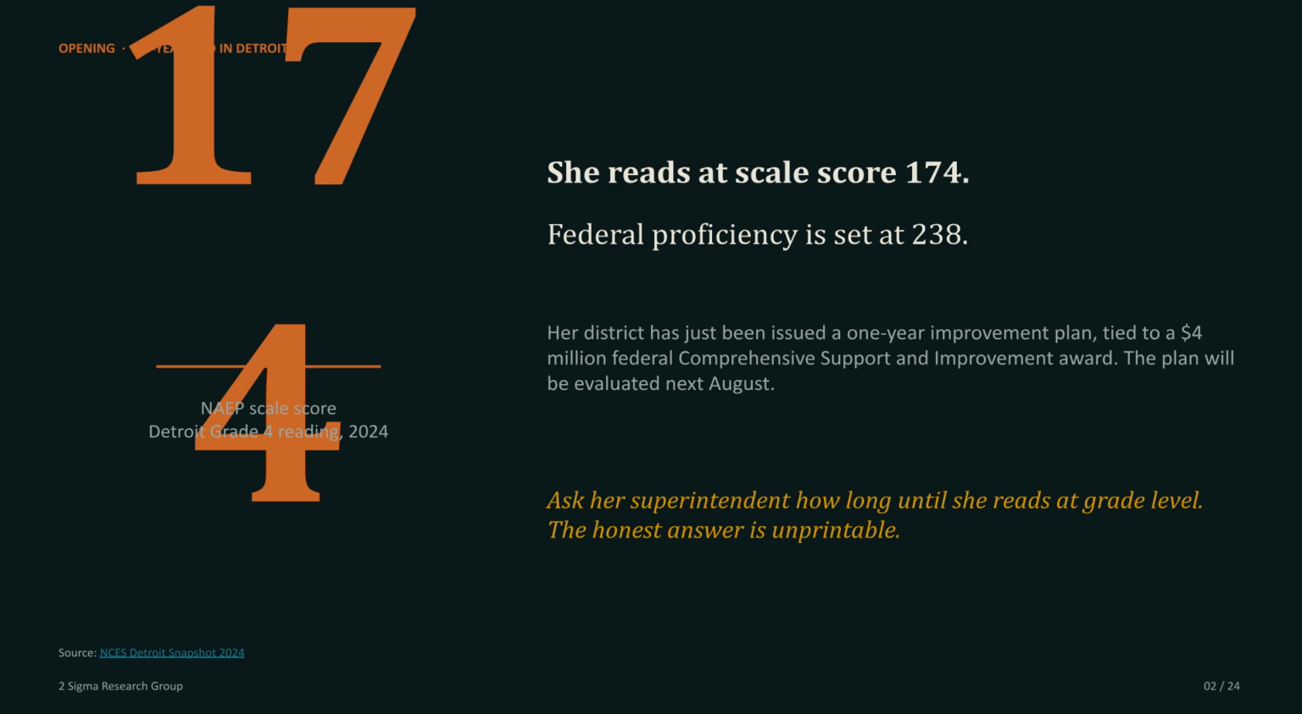decades. Consider a 9-year-old student in Detroit reading at a scale score of 174, well below the federal proficiency threshold of 238. Her district has a 1-year improvement plan. The fundamental question is, how long until she reads at grade level?